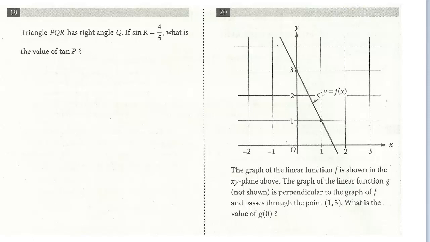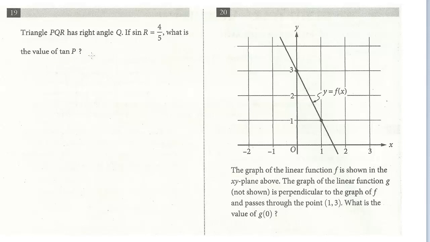In this lesson, we'll continue a review of Math Test 9, Section 3, no calculator, on the final two grid-in questions, problems 19 and 20. Let's take a look at 19. Triangle PQR has a right angle, Q. If sine of R equals 4/5, what's the value of tangent of P?